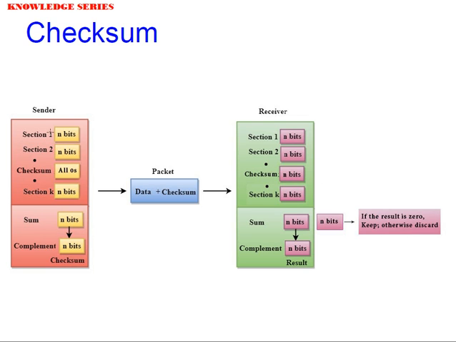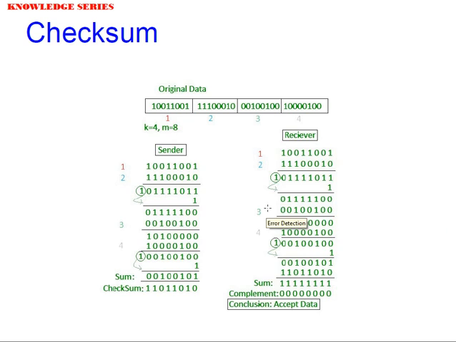That is what I have shown here again in another way. You can see a packet is nothing but a summation of data plus the checksum bits. And here the same thing is shown after doing the complement. If the result is zero, you will accept the data, otherwise you will discard it. Let's see this particular example.